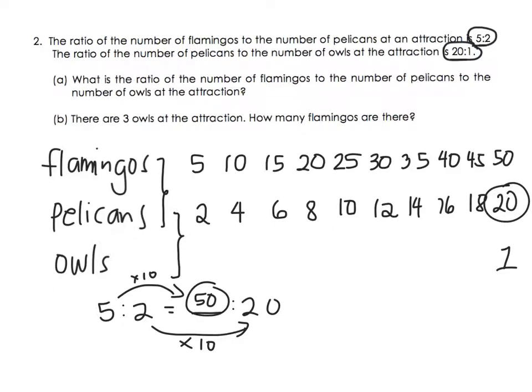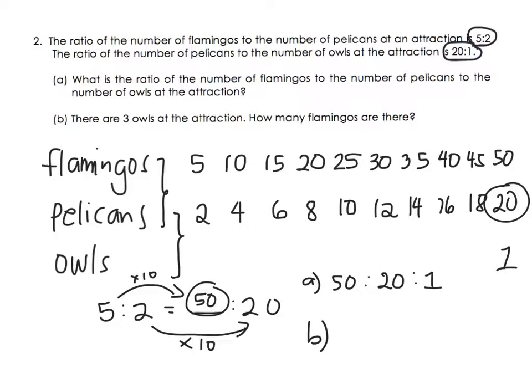So what does that tell us? We can now answer letter A. So letter A, if there are 50 flamingos, there are 20 pelicans, and then there will be 1 owl. And that will help us answer as well letter B.